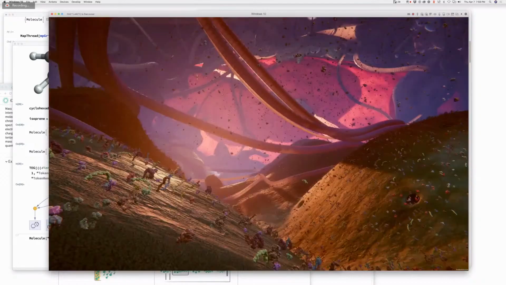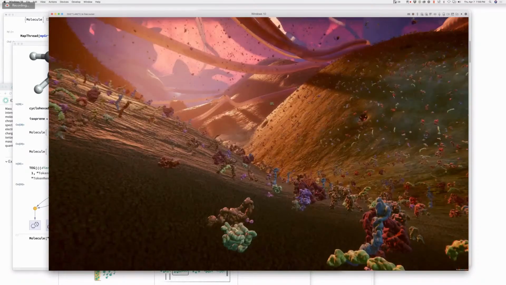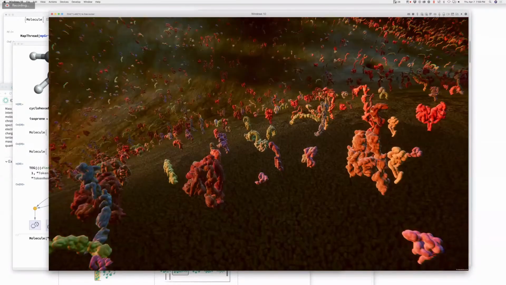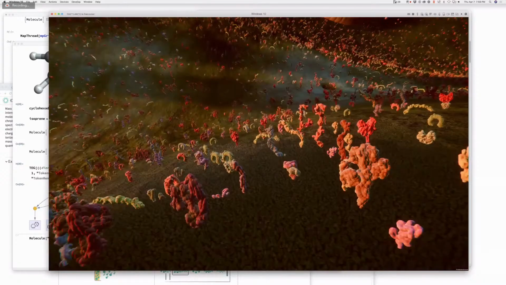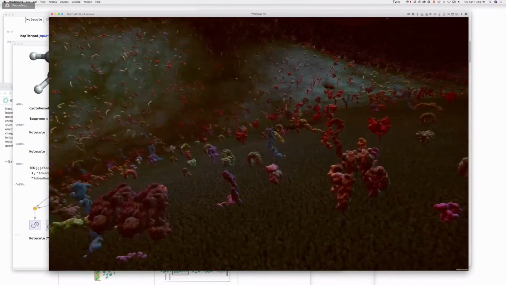Okay, how do I switch off the stupid eerie sounds? I guess I just say mute. It's a good way to do it. Okay. So what are we seeing here? So we're seeing a cell membrane with a bunch of, oops, did I?